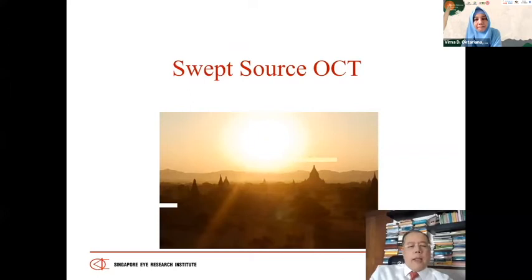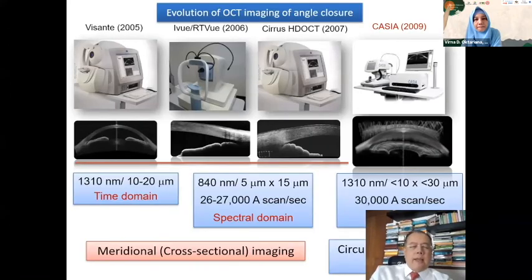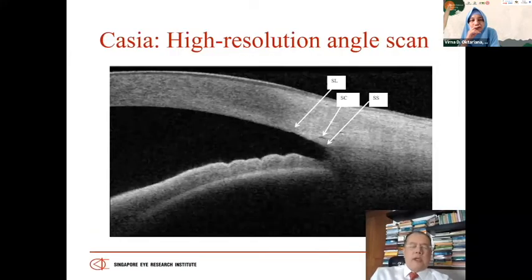Now let's move on to swept source OCT. And this is the later device, which is much faster. It obtains 30,000 A scans per second. And also is useful because you can obtain 360 degrees of the angle, imaging the entire eye.